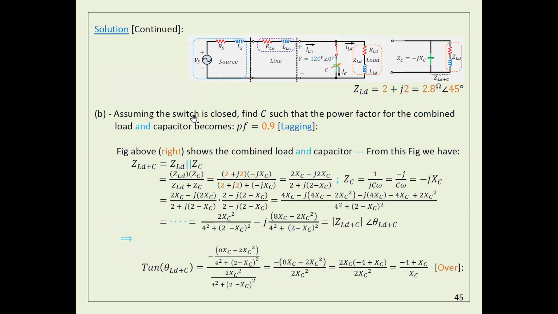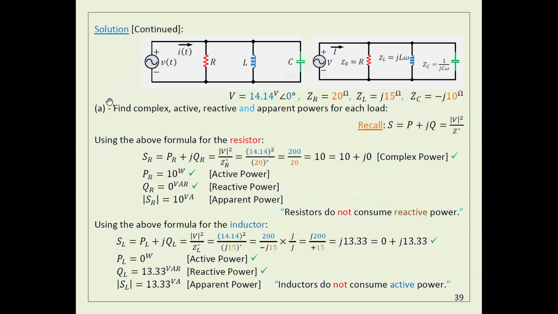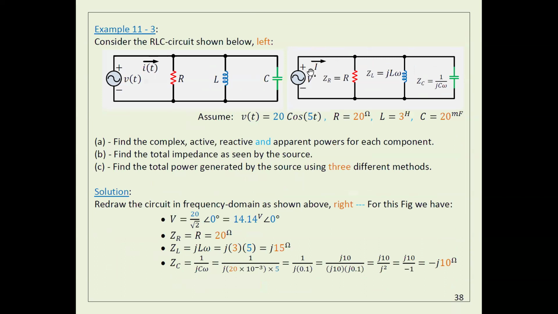Anyway, let's come to this example. This is a very simple example. As you see here, we have a voltage source, and this voltage source is in parallel to R, L, and C. I give you the value of R, the value of L, the value of C, and this is the value of V here.